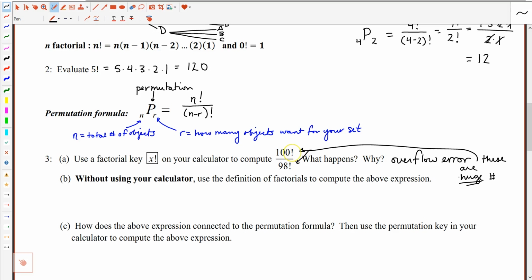Okay, 100 factorial. So let's go to part B. Without using your calculator, use the definition of factorials to compute this. We can compute this by hand fairly easily. Your calculator is definitely overthinking this. 100 factorial over 98 factorial.